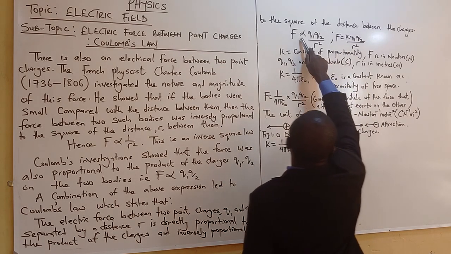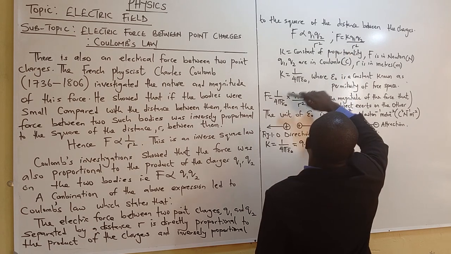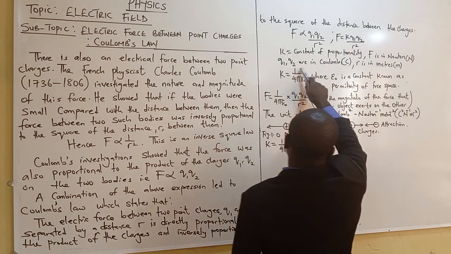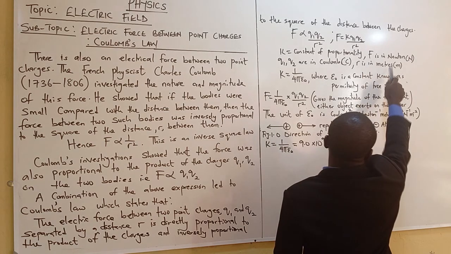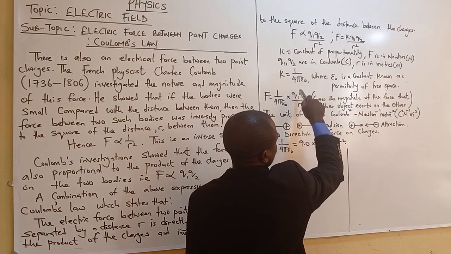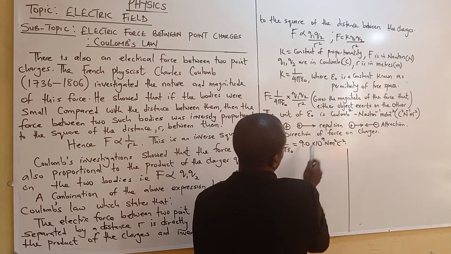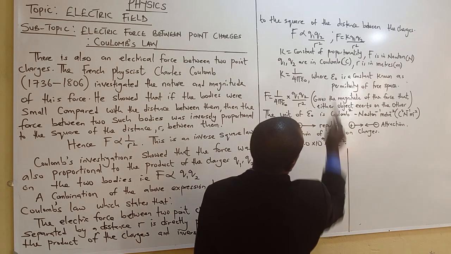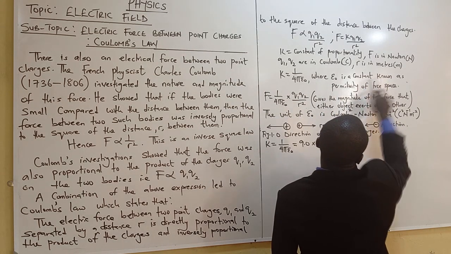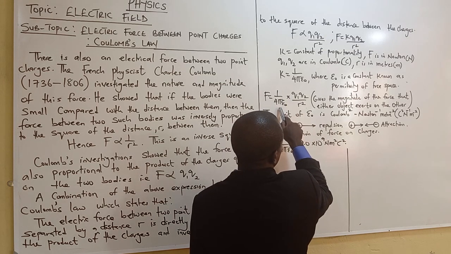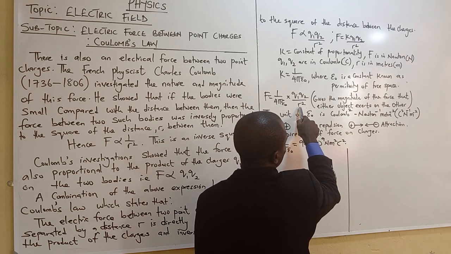When you remove the proportionality sign, you introduce K, the constant of proportionality. F is in Newton. Q1, Q2 are in Coulomb. r is in meters. K equals 1/(4 pi epsilon naught), is a constant and it has a value. Look at the value: K equals 1/(4 pi epsilon naught) equals 9 times 10 to the power 9 Newton meter squared per Coulomb squared, where epsilon naught is a constant known as the permittivity of free space. F equals 1/(4 pi epsilon naught) times Q1 Q2 over r squared.